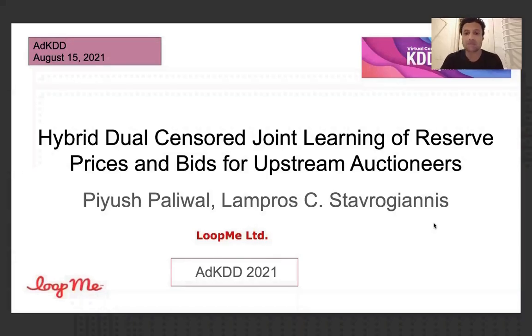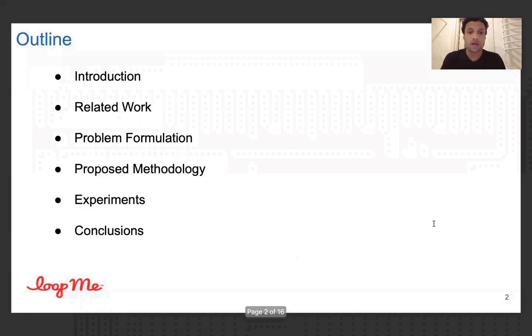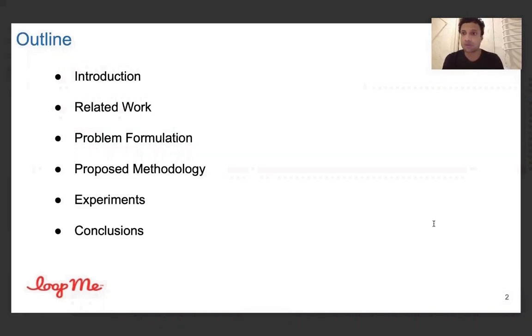Together with my co-author Lampros at LoopMe, we developed this piece of work titled Hybrid Dual Censored Joint Learning of Reserve Prices and Bids for Upstream Auctioneers. The outline is as follows. I will start with a brief introduction to the problem and will highlight the closest work in this area. Next, I will formulate the problem in detail. Finally, I will describe the proposed method with the experiments.